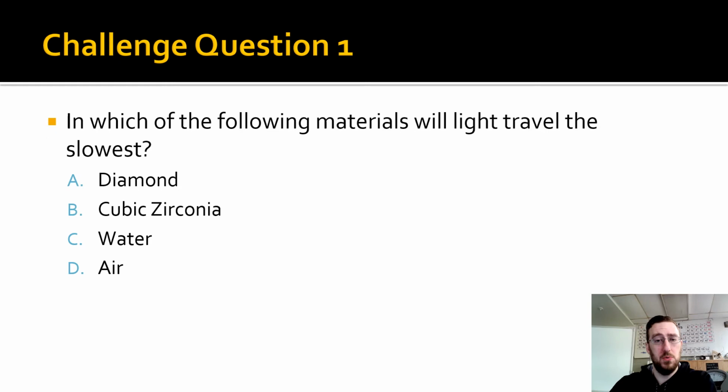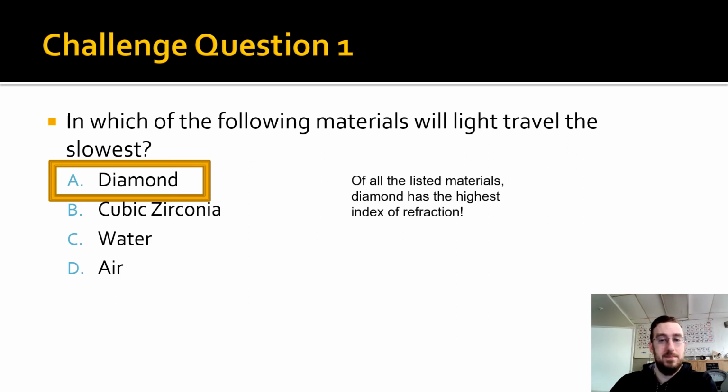All right, so let's go through a couple questions here. In which of the following materials will light travel the slowest? If you said air because it has the lowest index of refraction, you'd be wrong because the answer is actually diamond. The higher the index of refraction, the slower light travels. And that has the highest index of refraction out of all these things.